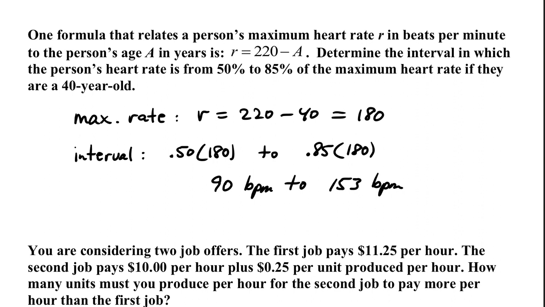As a repeat, if we change to a 40-year-old person, the max heart rate for a 40-year-old would be 180. 50 to 85%, that interval of 180 as your max. 50% of 180 is 90 beats per minute, and 85% of 180 is 153 beats per minute. So no matter what age they give you in WebAssign or your online platform, you subtract your age from 220, and then you multiply by the decimal forms of these percentages.